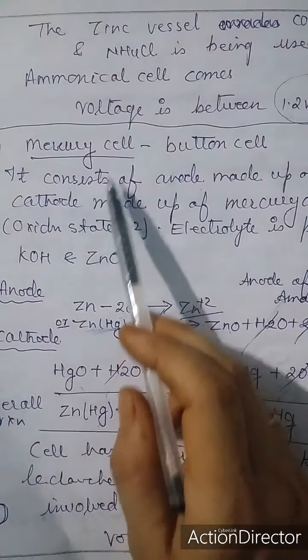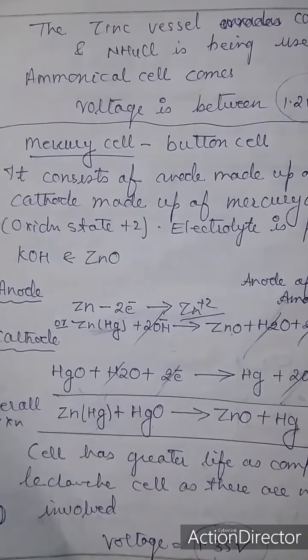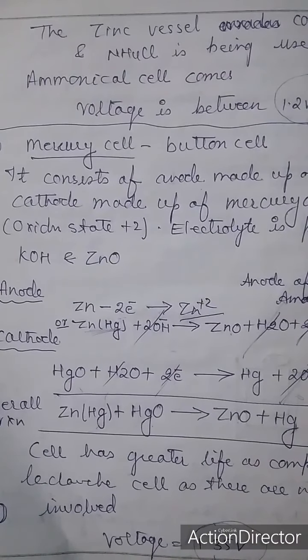Now let us talk about the mercury cell, which is also known as the button cell. It consists of an anode which is made up of zinc and the cathode is made up of mercury oxide. Electrolyte will be the paste of KOH and zinc oxide.